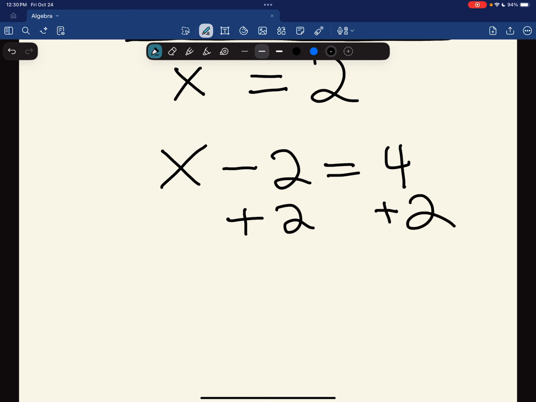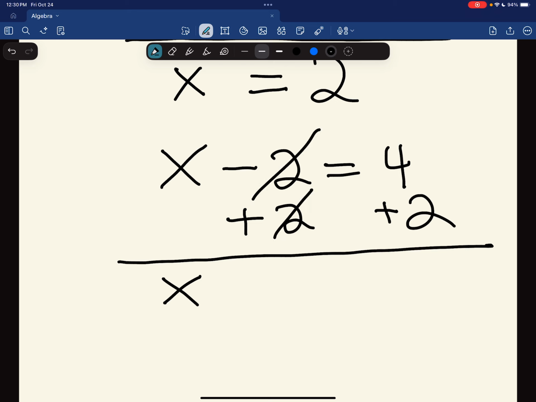Once again, it's an equation. So if I add 2 on one side, I have to add 2 on the other side of the equation. Okay, so we have x minus 2 plus 2. That's just 0. And 4 plus 2 is 6.